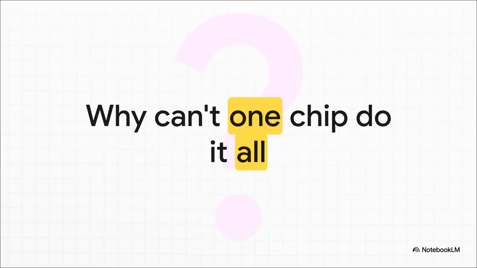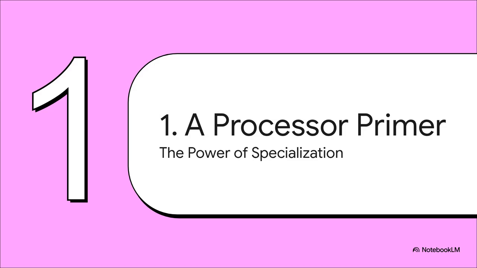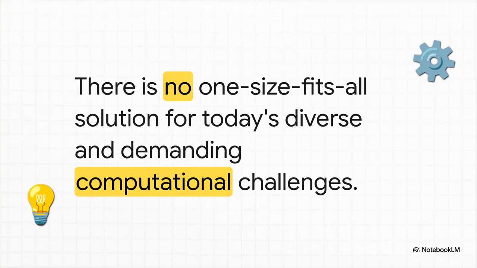And you know, that really leads to the biggest question of all: why? If these chips are all so powerful, why do we need three different kinds? Why can't one super chip just do it all? Well, the answer to that question comes down to one simple word: specialization. As what we ask our computers to do has gotten way more complex, our processors have had to get specialized right along with them.